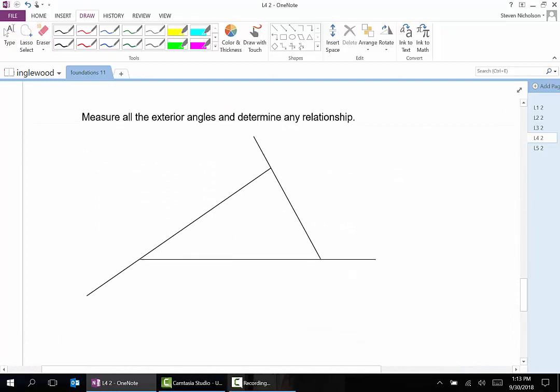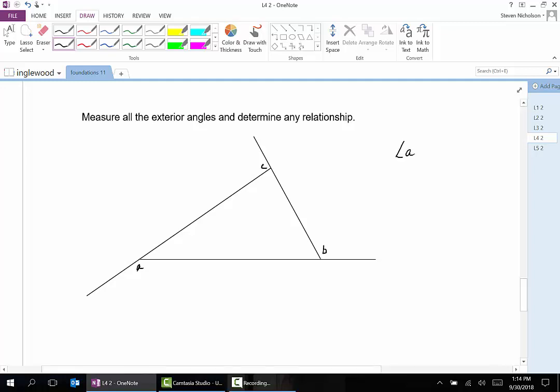Okay, so now I want you to measure all the exterior angles and determine any relationship. We've been talking about exterior and interior, and right now we're just going to talk about the exterior. So here are the angles that I want you to look at. This angle here, this angle here, and this angle here. Exterior means outside. So again, pause the video, get out your protractor, and go ahead and measure those angles.